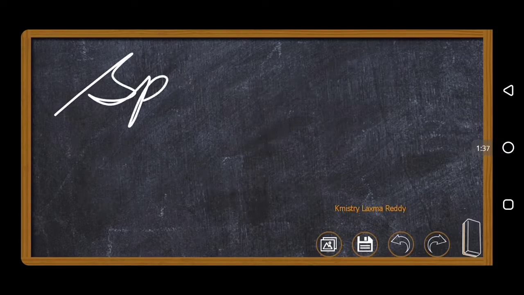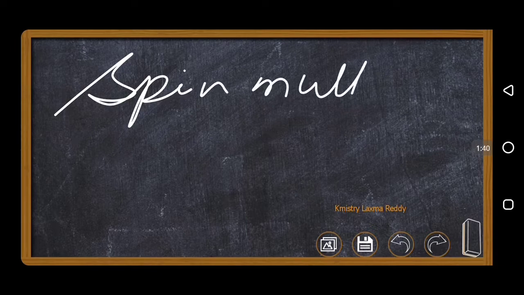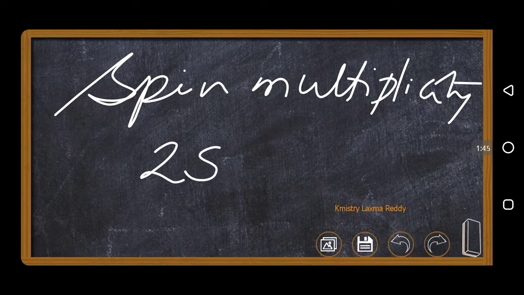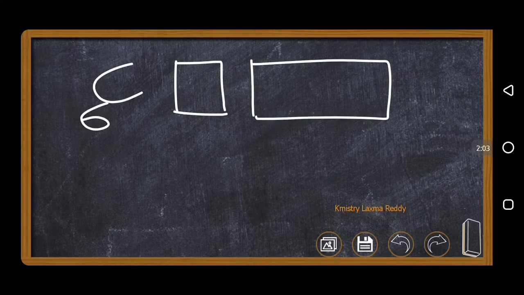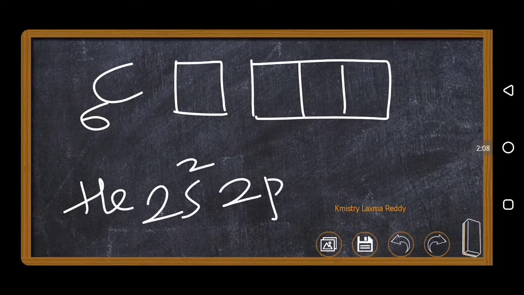So spin multiplicity is given by 2s plus 1, where s is total spin. Fine, s is total spin. Let's have a look at this. Carbon atomic number is 6. Electronic configuration will be helium 2s2 2p2. This is the 2s2 2p2 configuration, right?